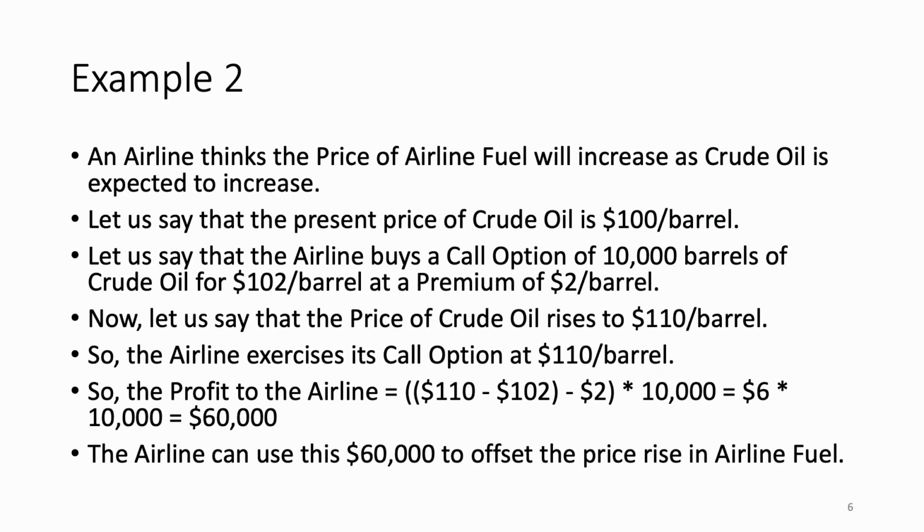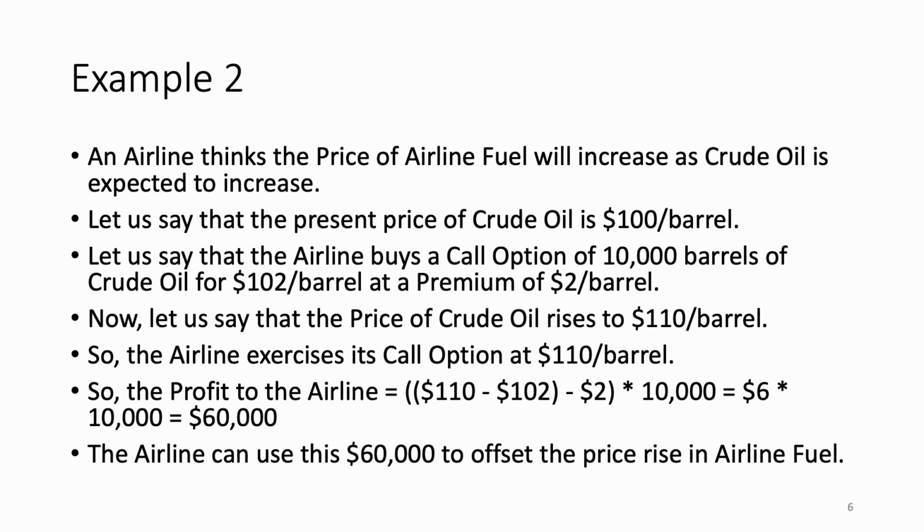Now let us consider one more example. This is also a very common usage of the call option. Supposing an airline, which needs to purchase airline fuel for its operations, finds out that the price of the airline fuel is going to increase, maybe because of studying the price of crude oil, they think that the crude oil price will increase, and as a result, if the crude oil price increases, the airline fuel price will also increase. So with this speculation, what the airline wants to do is prevent his losses from the increase in the price of the airline's fuel.